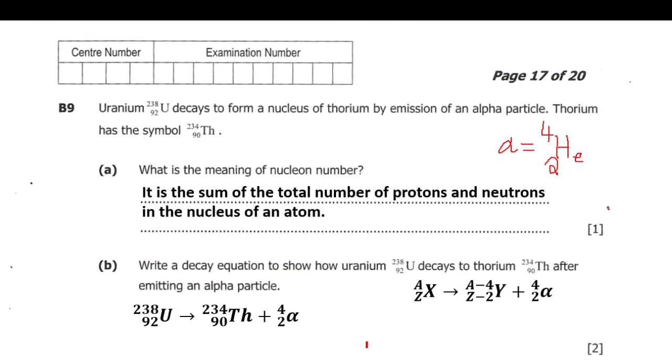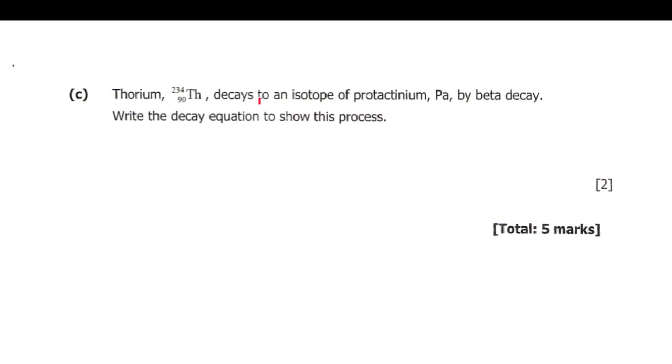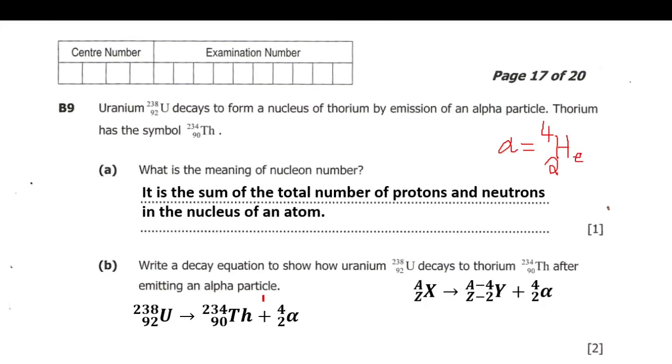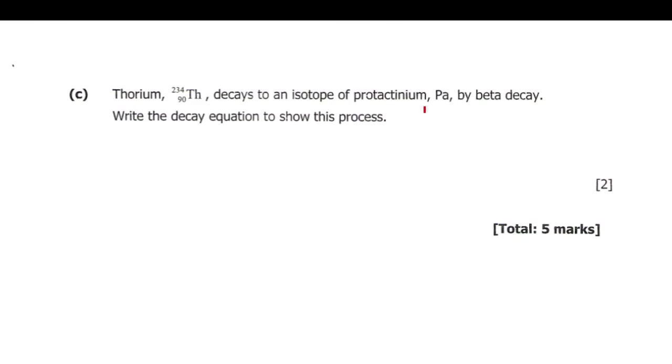All right, so thorium-234-90 decays to an isotope of protactinium, Pa, by beta decay. Write the decay equation to show this process. So now it is this one decaying by beta. In the previous one, we were looking at alpha decay. Now here, we are looking at beta decay. So for alpha, this is the general equation. Now we are going to beta decay.